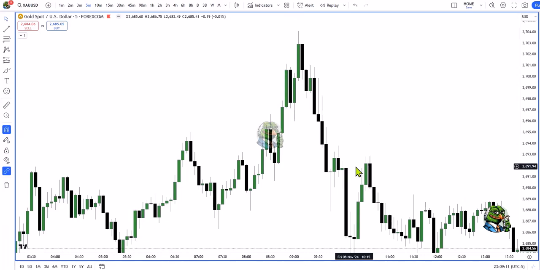This is what we're learning about in VIP. We're learning how to identify these setups, but we're taking it to the next level. We're learning how to get sniper entries.